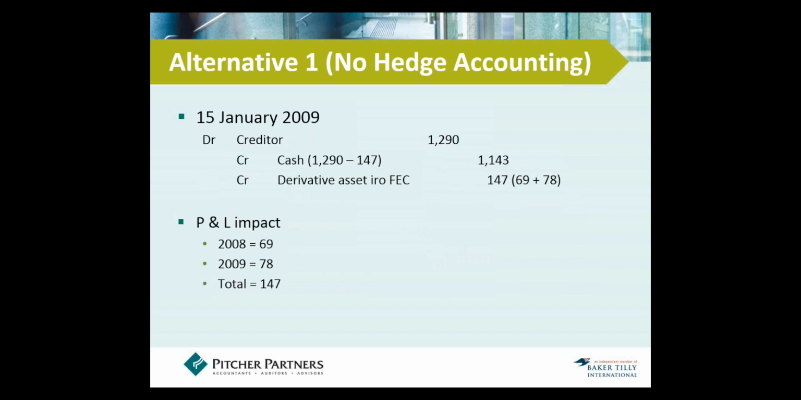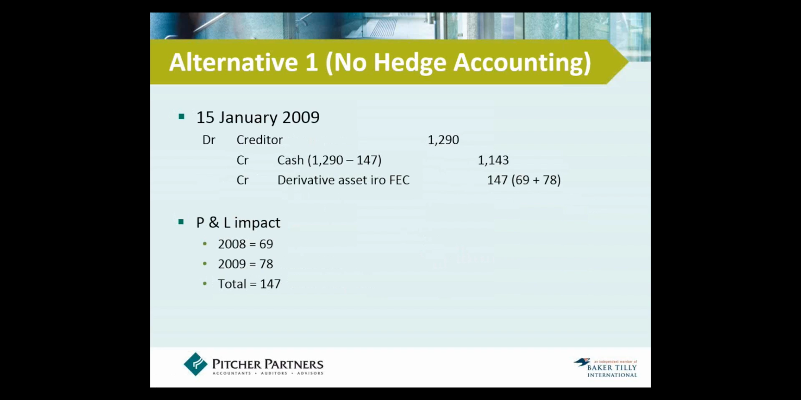Now I would say credit my cash. Now the actual cash outflow would be the cash at the spot rate that I pay the creditor, less I execute my foreign exchange contract, that the cash flow is therefore only 1143. So I credit cash the 1143. I debit my creditor. I no longer have the creditor, the 1290. And I credit derivative asset in respect of this foreign exchange contract, the 147.